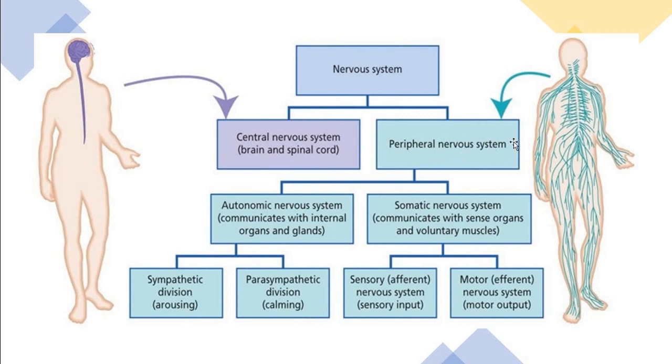So the peripheral nervous system, which is new to A level now, will be split up into two sections. You've got the autonomic nervous system, and that's the word autonomic. Think of it as automatic.